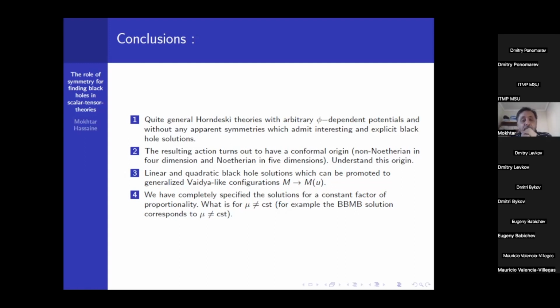this conformal symmetry. We have obtained linear and quadratic black hole solutions, and both of them can be generalized to Vaidya-like configurations by promoting the mass parameter to a function of the time, the retarded time. And we have completely specified the solution for a constant factor of proportionality, okay? But there is a question: what is going on for a mu that is non-constant? For example, the BBMB solution corresponds to a mu that is non-constant, so it's still an open problem, okay?